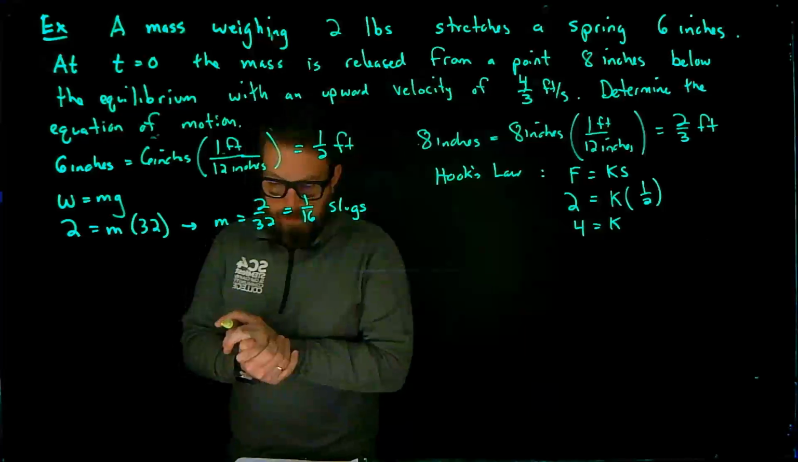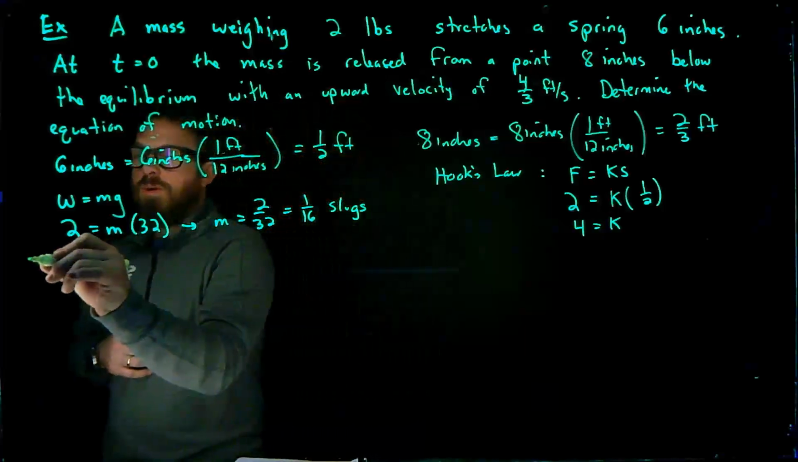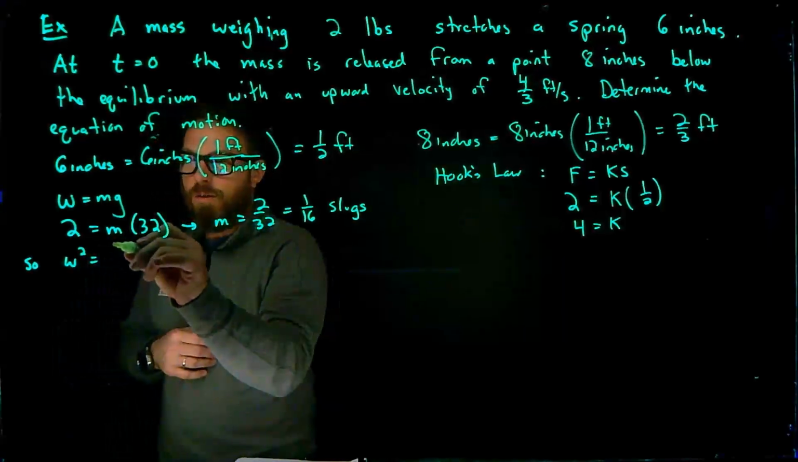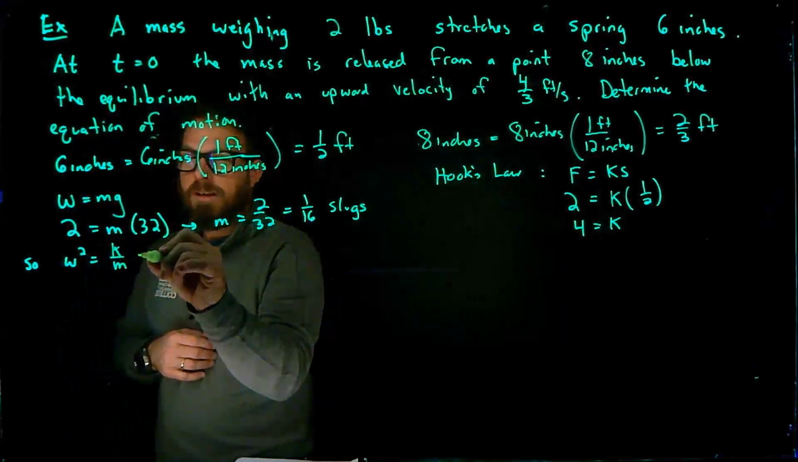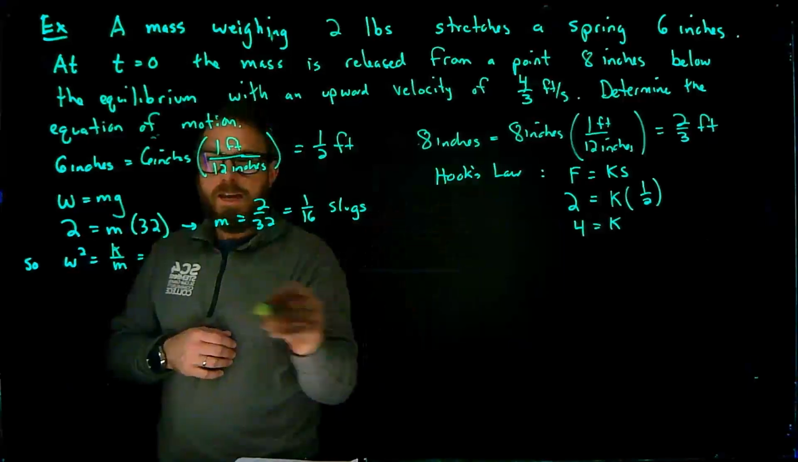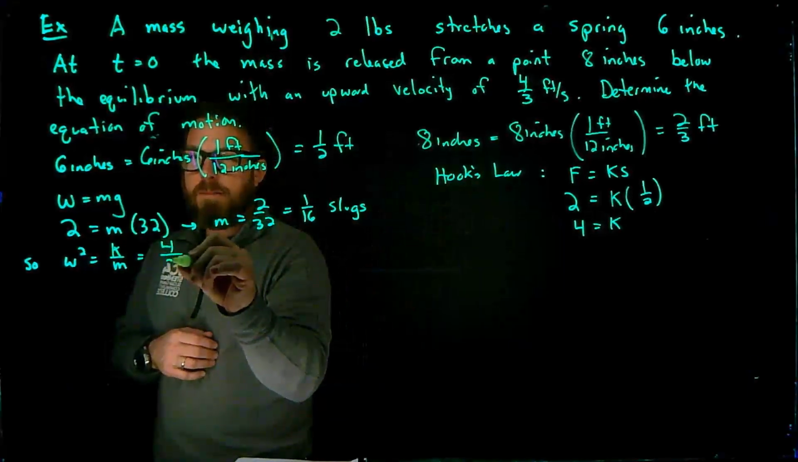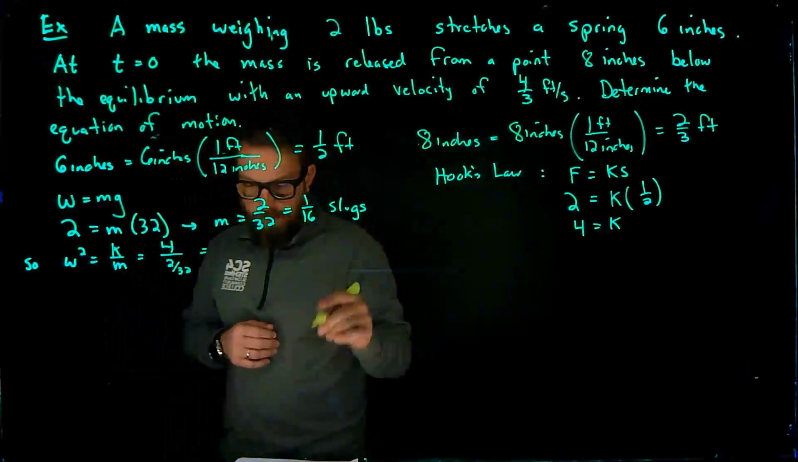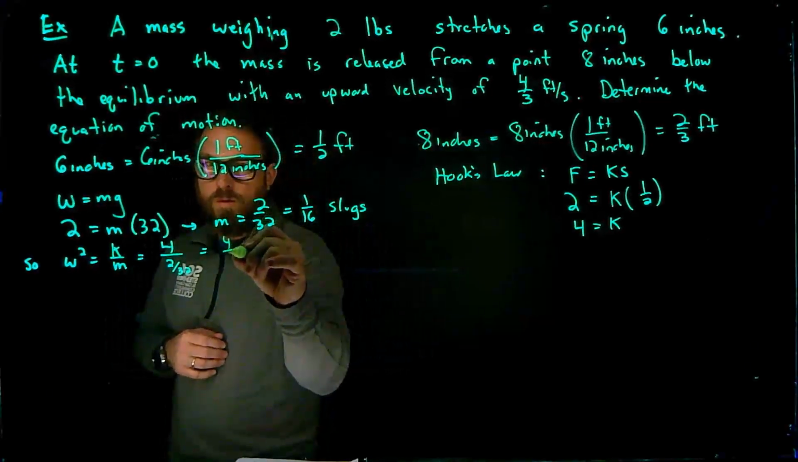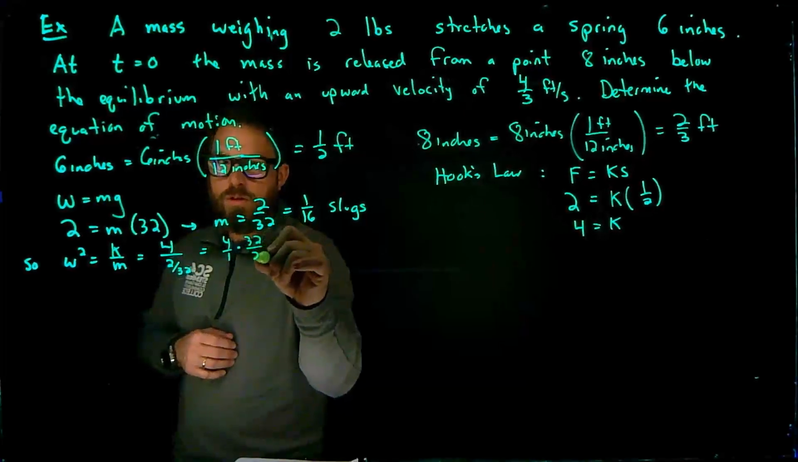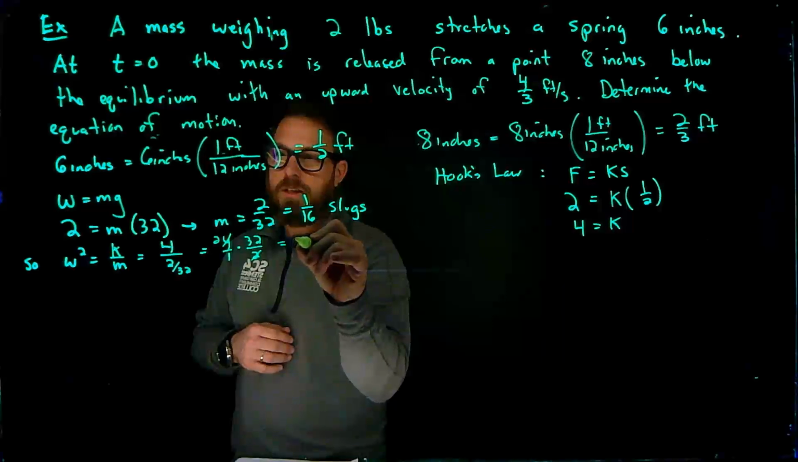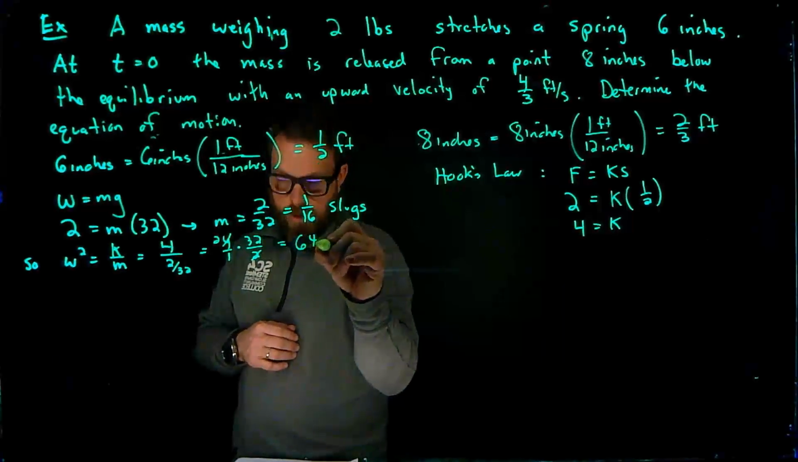So finally, omega squared, which we know is K over M, is going to be equal to K is 4, M is 2 over 32. So this is going to give us 4 over 1 multiplied by the reciprocal, 32 over 2. So this is going to be 64. That means this omega squared is going to be equal to 64.